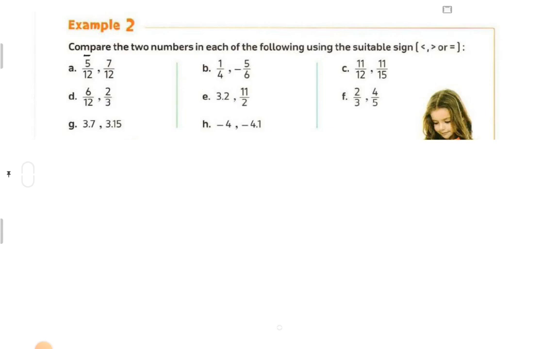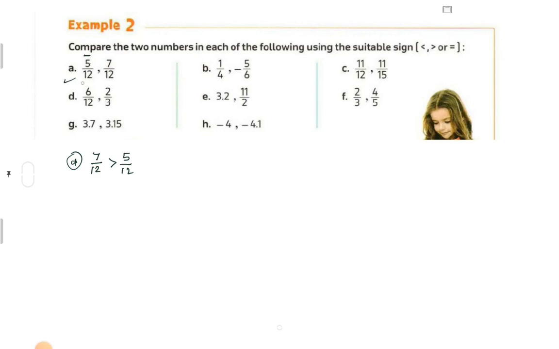Compare the two numbers in each of the following using the suitable sign: less than, greater than, or equal. Let's start. Point A: 5 over 12 and 7 over 12. Here we have two like denominators, 12 and 12. So 7 is greater than 5. So I can say that 7 over 12 is greater than 5 over 12.